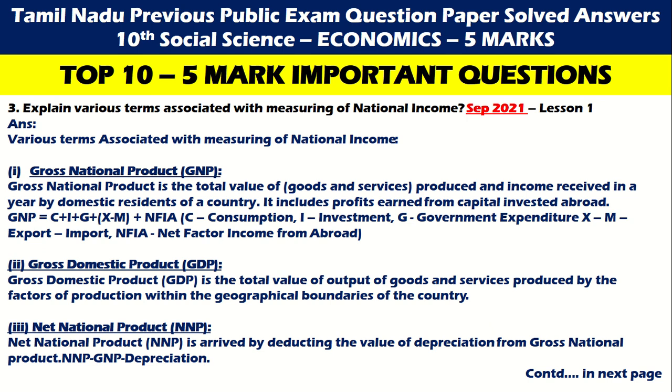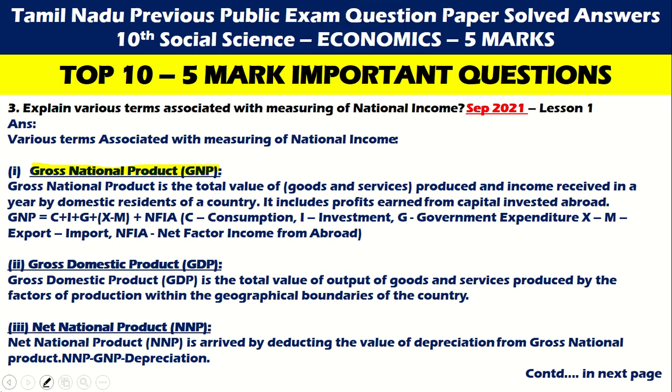Explain various terms associated with measuring of national income. This is in lesson number 1. Various terms associated with measuring of national income. GNP is equal to C plus I plus G plus X minus M plus NFIA. Gross national product is the total value of goods and services produced and income received in a year by domestic residents of a country.